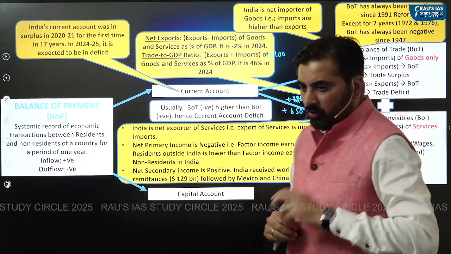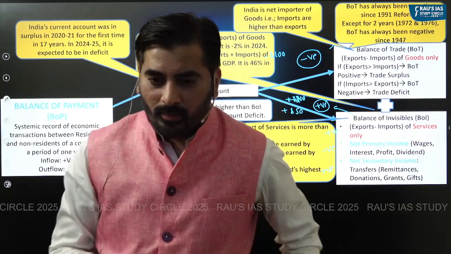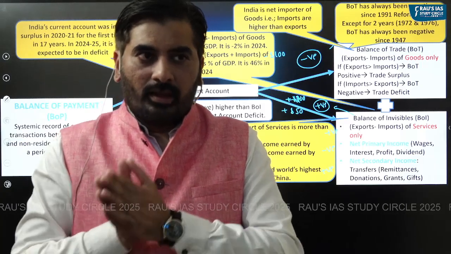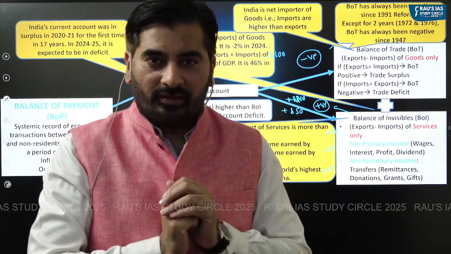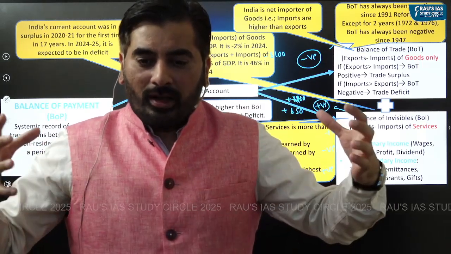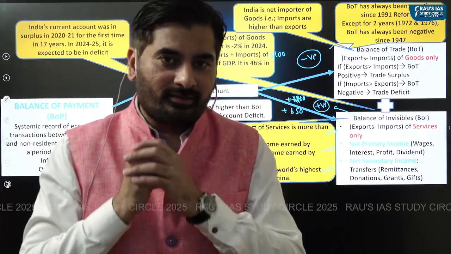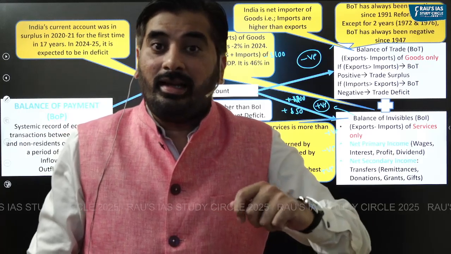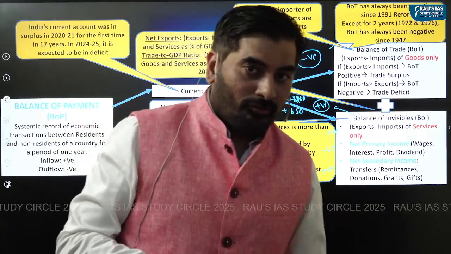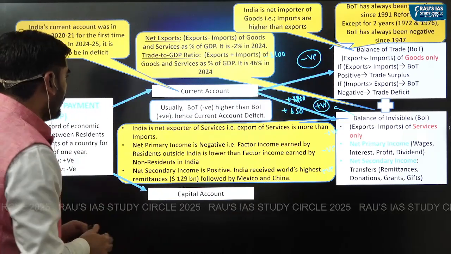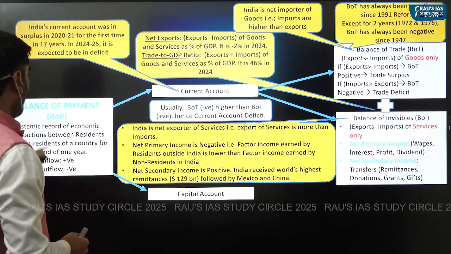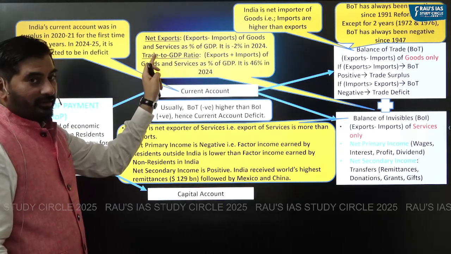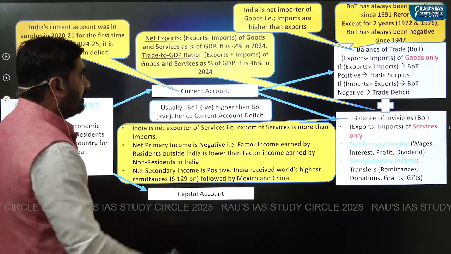Apart from that, there are 2 concepts that I would want to tell you. We know India is a net importer of goods and India is a net exporter of services. But if you combine both goods and services, what is India's status? Whether India is a net importer of goods and services or a net exporter of goods and services. For that, let's look at the concept of net exports. Net exports is calculated as total export of goods and services minus total imports of goods and services.